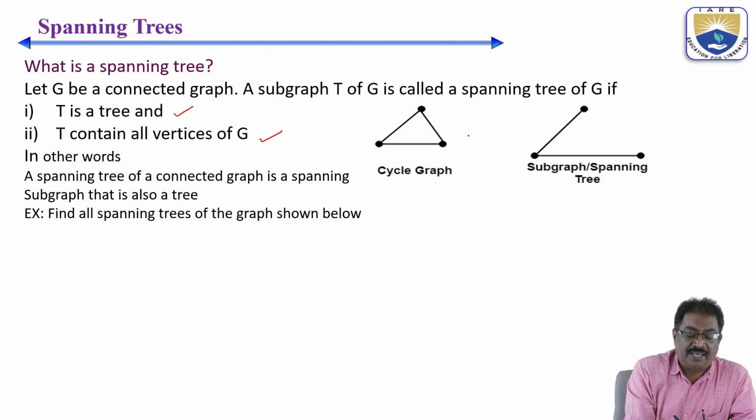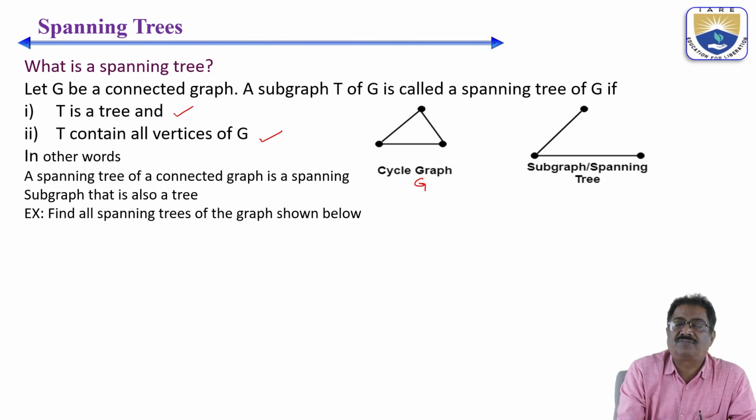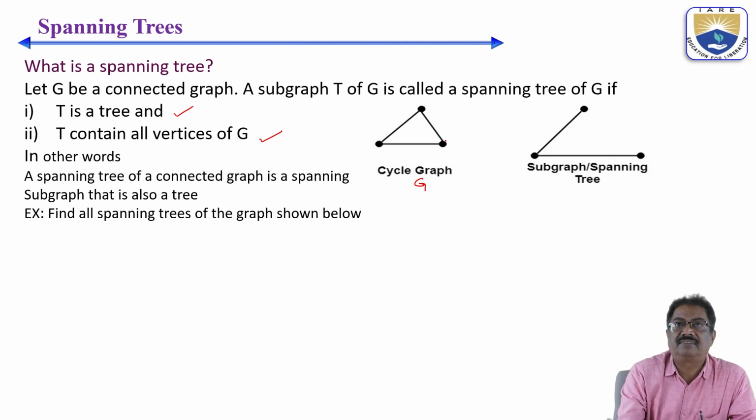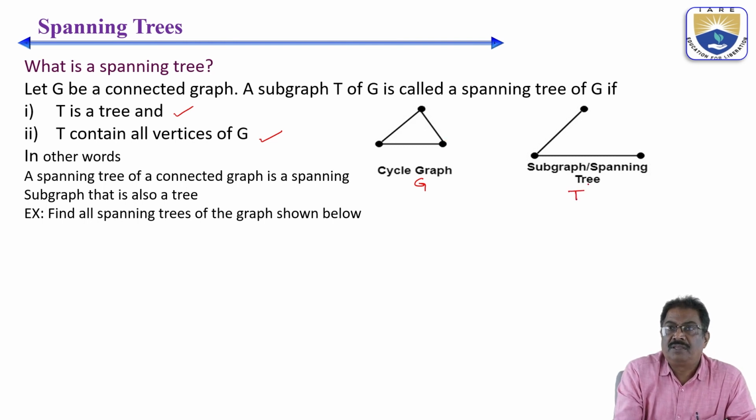So here we are considering a graph G, and we are going to consider many subgraphs of it. One of the subgraphs is this, and the subgraph is a tree. It has the same number of vertices that G has. So this subgraph is a spanning tree. It is a tree which consists of all the vertices of the original graph, and it is known as a spanning tree.